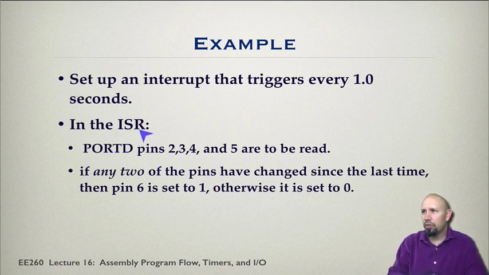In the interrupt service routine, we want port D pins 2, 3, 4, and 5 to be read. So in the interrupt, every 1 second, these pins are going to be read. If any two of the pins have changed since the last time it was in the interrupt service routine, then pin 6, digital pin 6, is set to 1. Otherwise, it is set to 0.